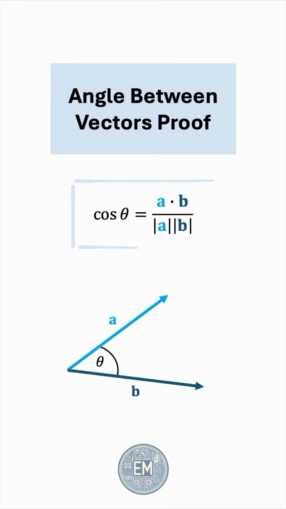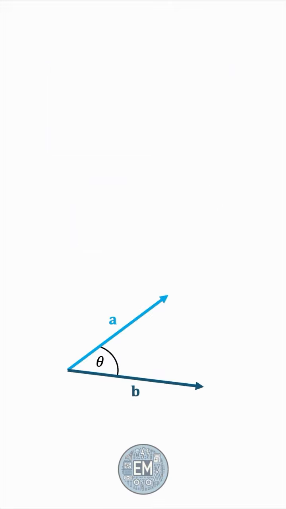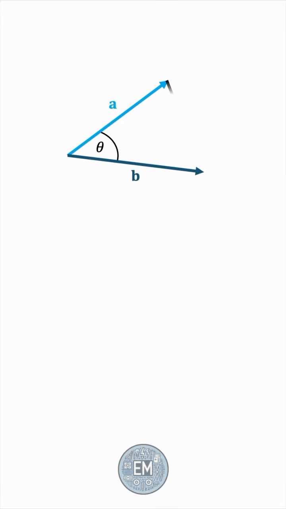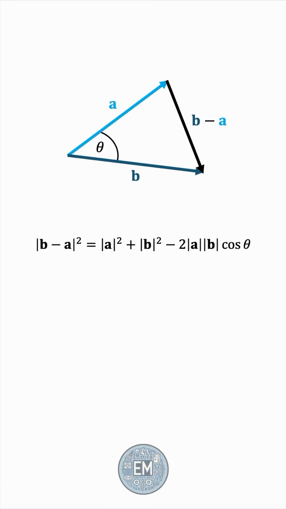This is the famous formula for the angle between two vectors. But where does this come from? Let's prove it. We'll start by completing the triangle with this vector and noting that this vector must be b minus a. And then, using the cosine rule, we'll relate the lengths of the three vectors to the angle theta.